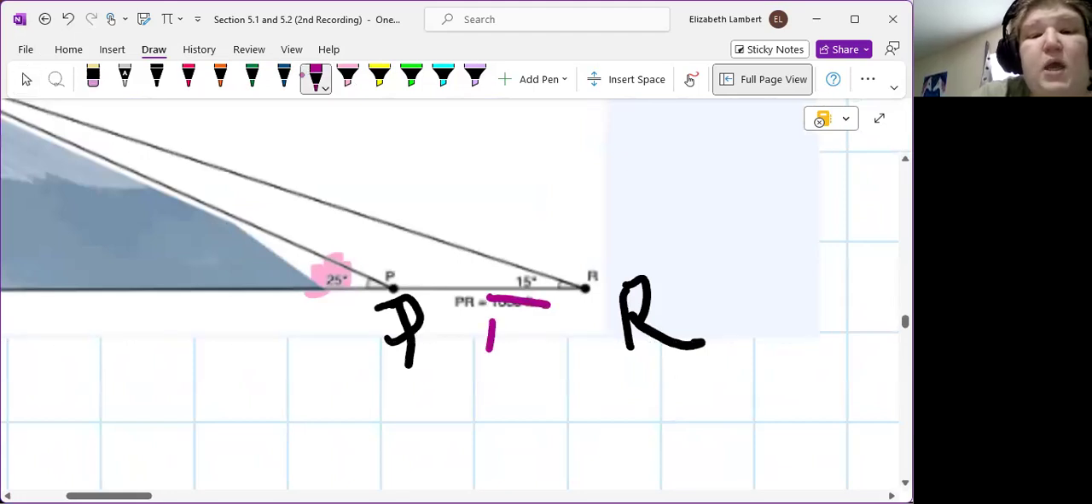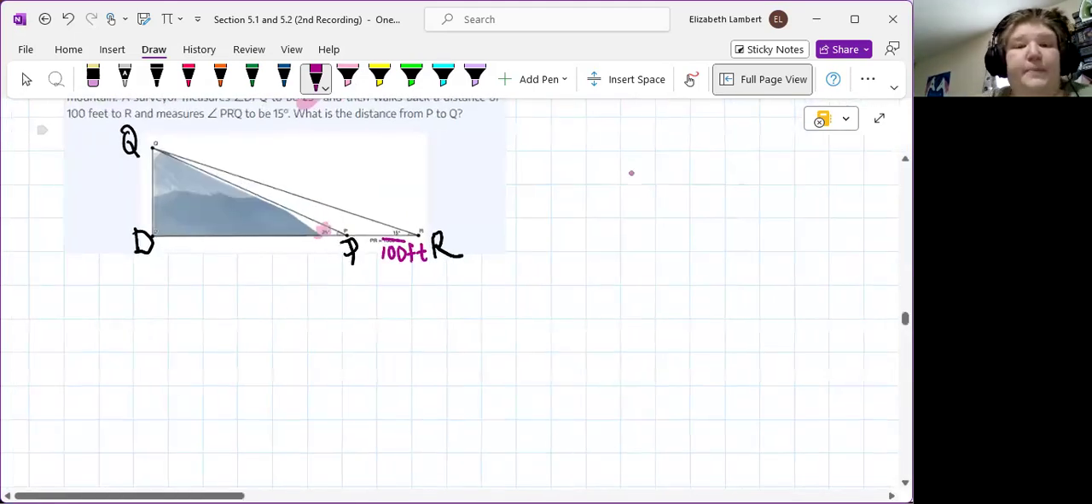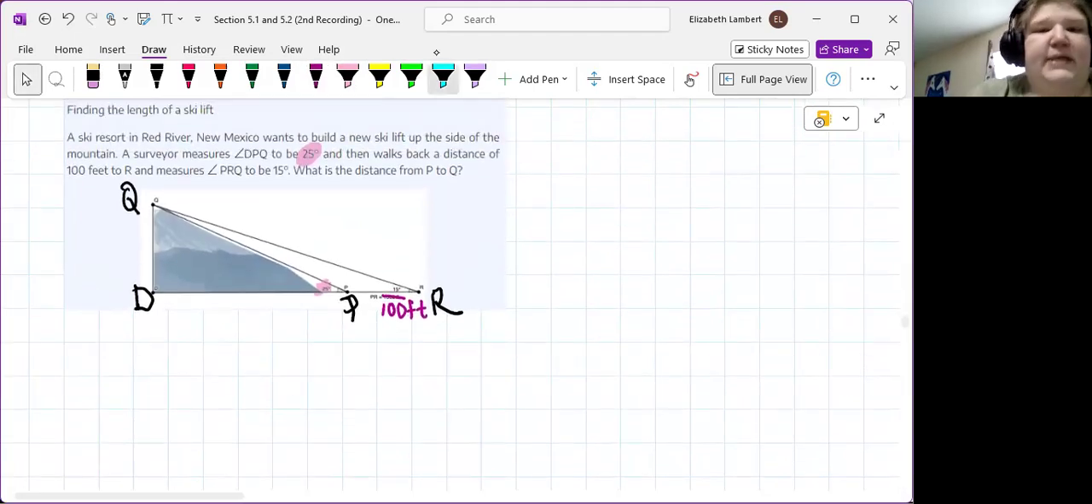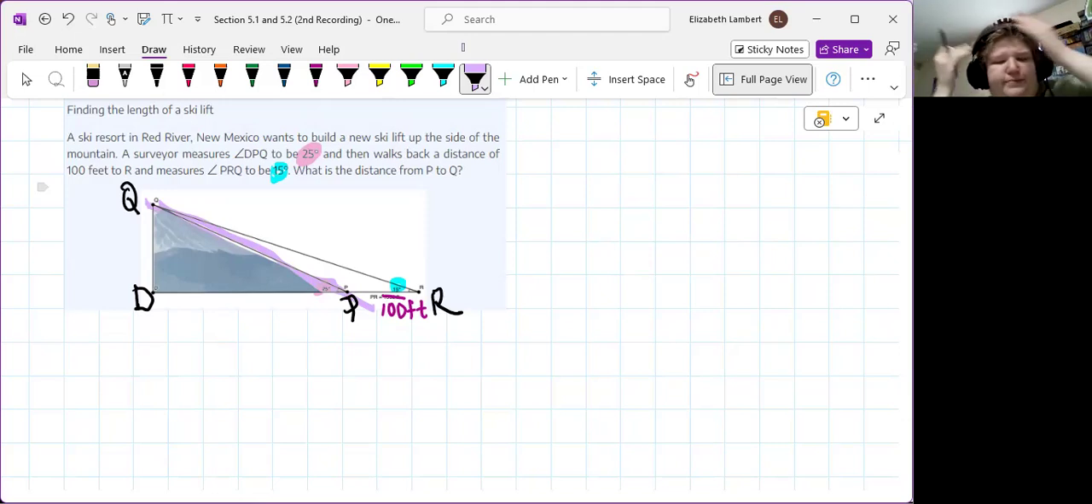So this is going to be 100 feet. Okay. Ah, great. I need a new battery for my pen. And we know that angle there is 15 degrees. And they want to know PQ. The length of that side there. So normally I would have assumed they'd want the height of the mountain, but no. Okay, cool.